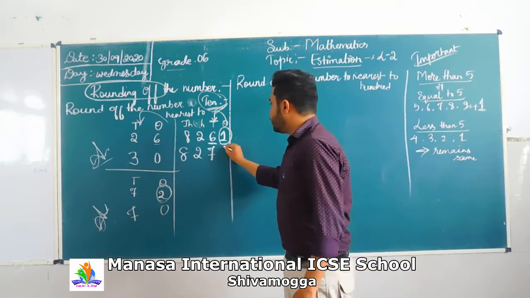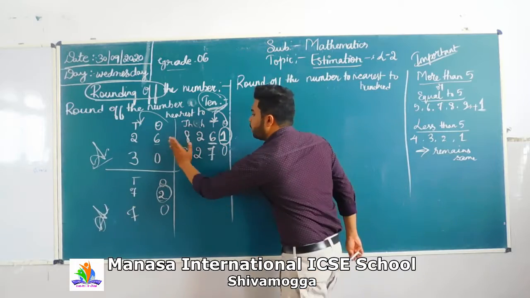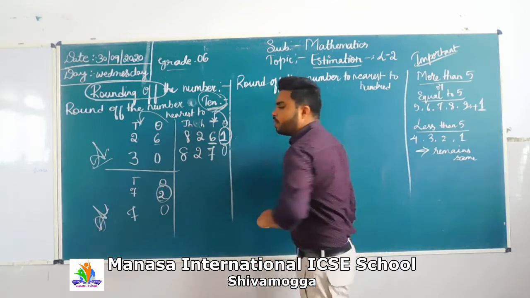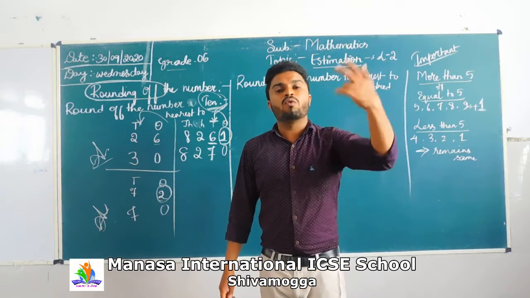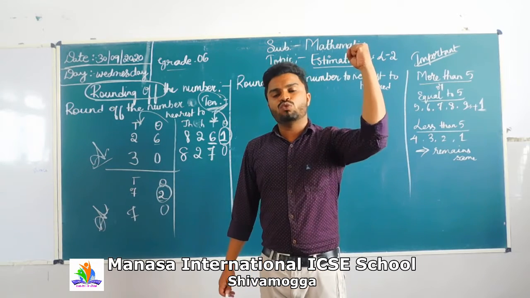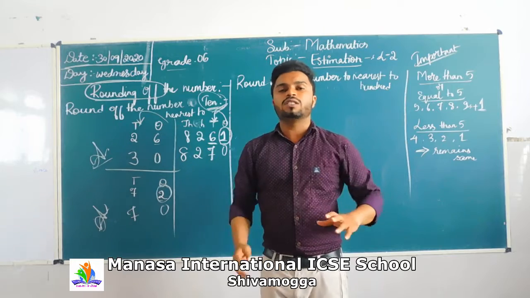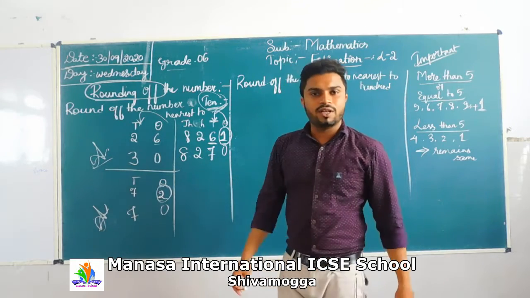See, the left side number will be as it is, but the right hand number will become 0. If there are more numbers, the left hand numbers will be as it is, and the right hand numbers will be 0. This is the point we have done.